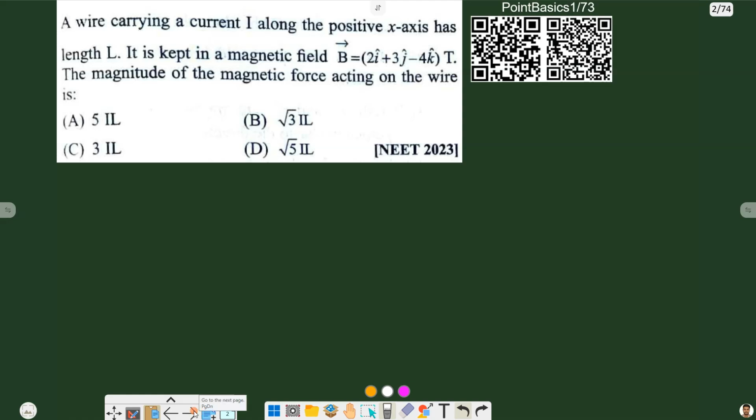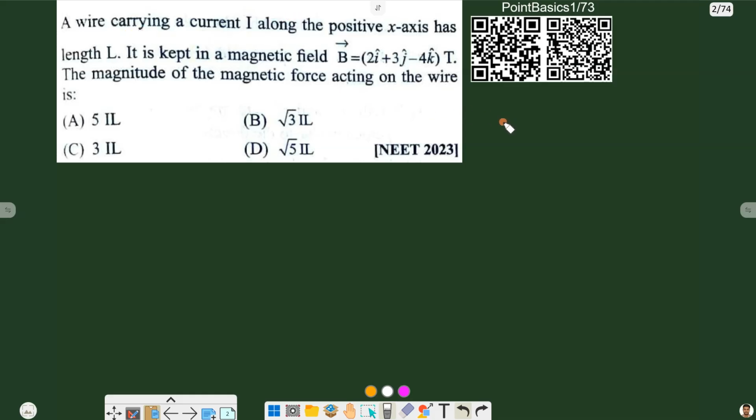The first question: a wire carrying a current I along the positive x-axis has a length L. It is kept in a magnetic field. The magnitude of the magnetic force acting on the wire is. So here our length is in the positive x-axis.